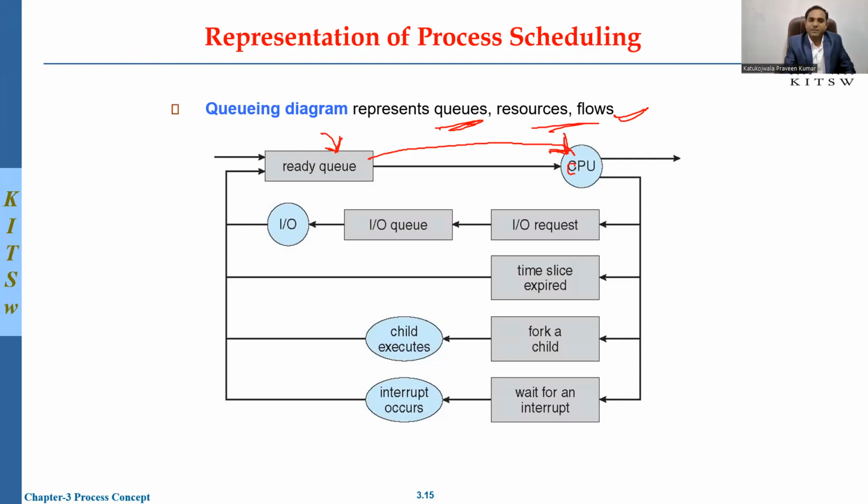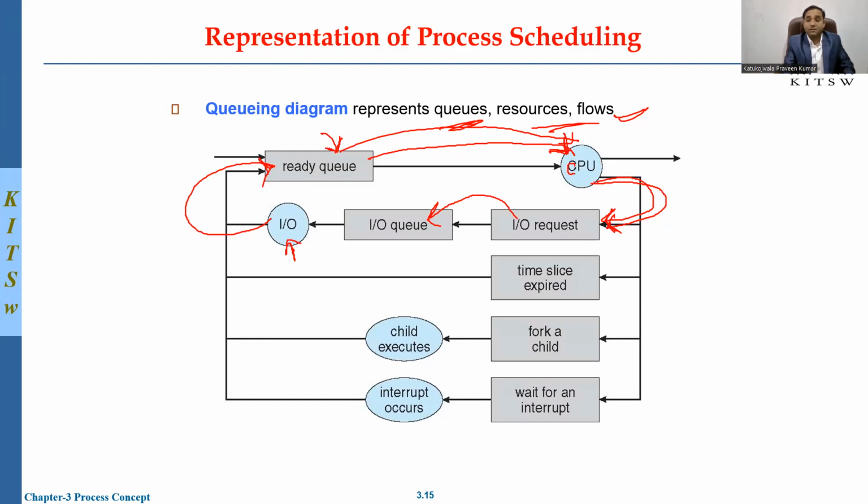In case a process needs an input output device, for example a printer, and the printer is busy, then that process will be sent to the IO queue, and the IO request will be sent there. If the printer is available, the device is allocated, and the process will be sent to the ready queue. Then whenever it comes to the ready queue, it will be sent to the CPU again.